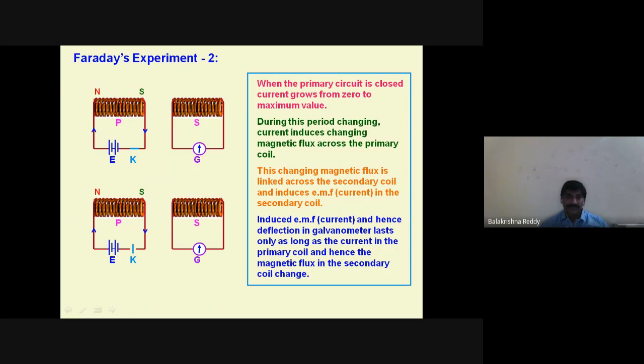Look at the last point. Induced EMF and hence deflection in the galvanometer lasts only as long as the current in the primary coil, and hence the magnetic flux in the secondary coil, changes. If it does not change, no EMF is induced. This is Faraday's experimentation with respect to the electromagnet.